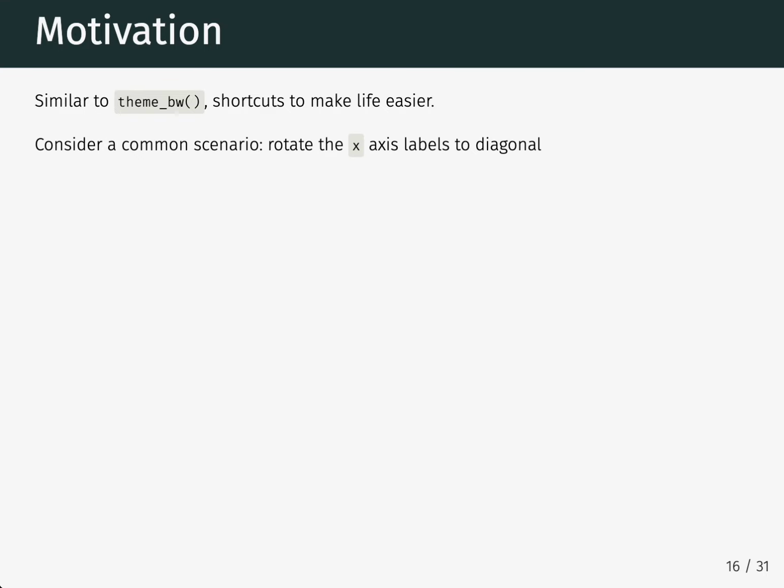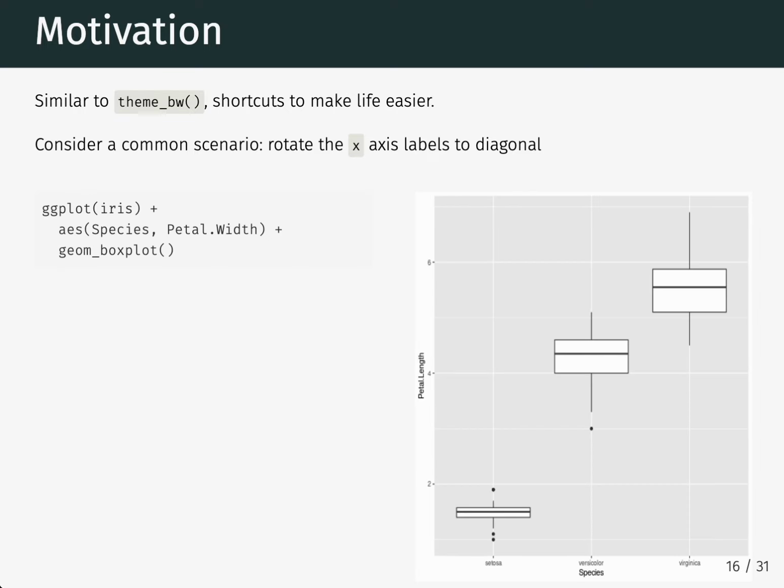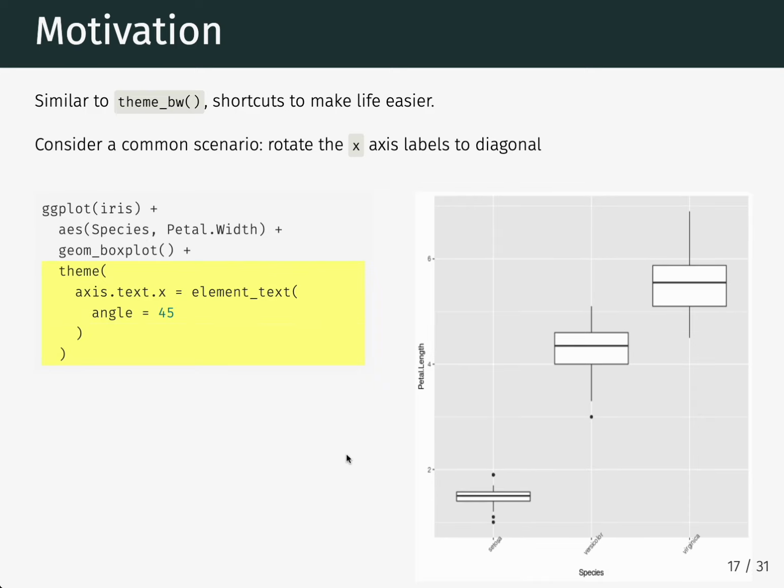Let's consider a common scenario. I want to rotate the x-axis labels of a plot to diagonal. In this case, I'm plotting the iris dataset with a box plot of petal width, grouped by species. If I want to change these axis labels to be diagonal, the proper way is with the theme command, setting the axis.text.x to an element_text object with an angle of 45.